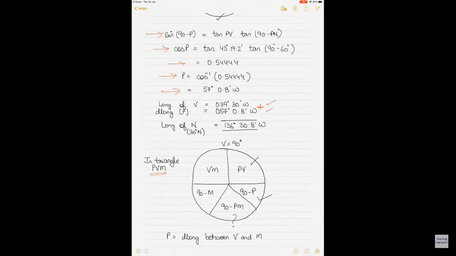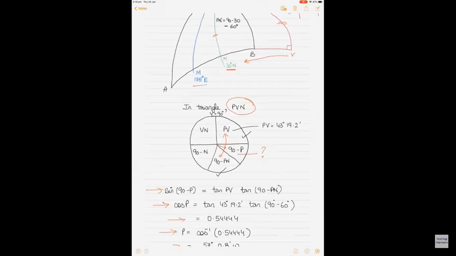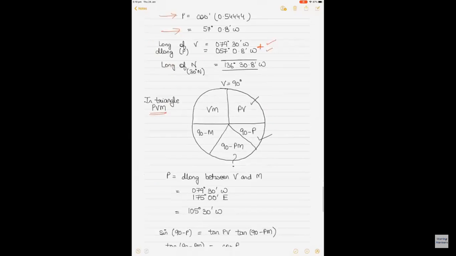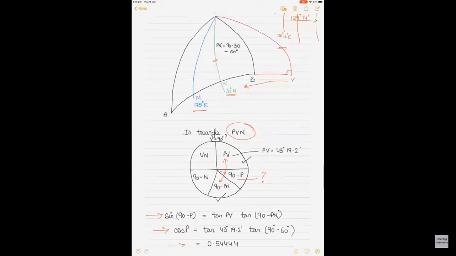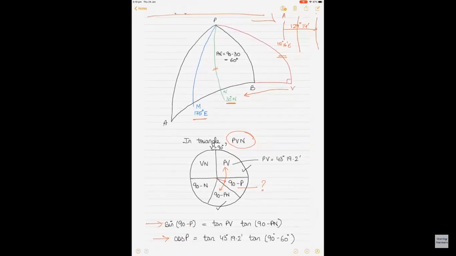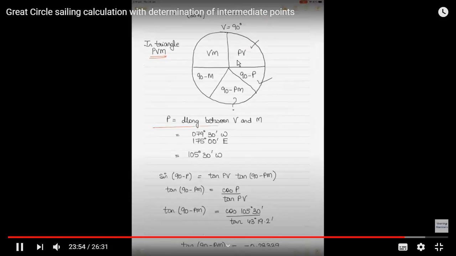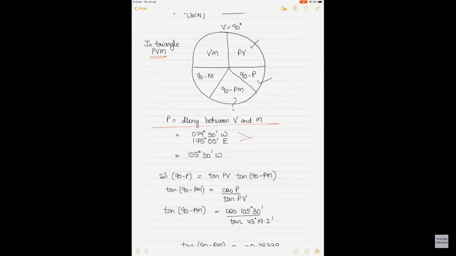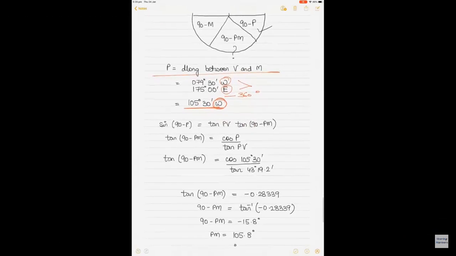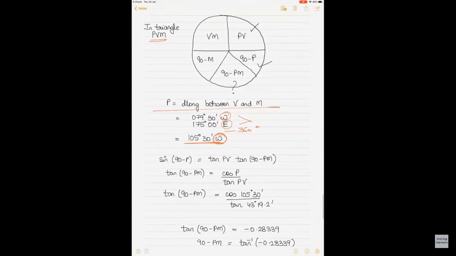Then similarly, next triangle PVM. So our longitude was given 175. We need to find out the latitude, and it's very close to the anti-meridian, that is 180 degrees. So in this case, for the d long between V and M, we subtract. This is 79 degrees 30 minutes west minus 175 east. So our d long is 105 degrees 30 minutes west. That is our angle P.